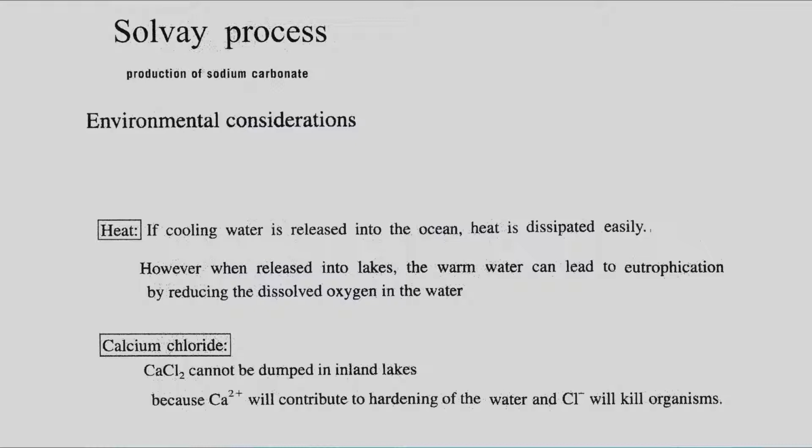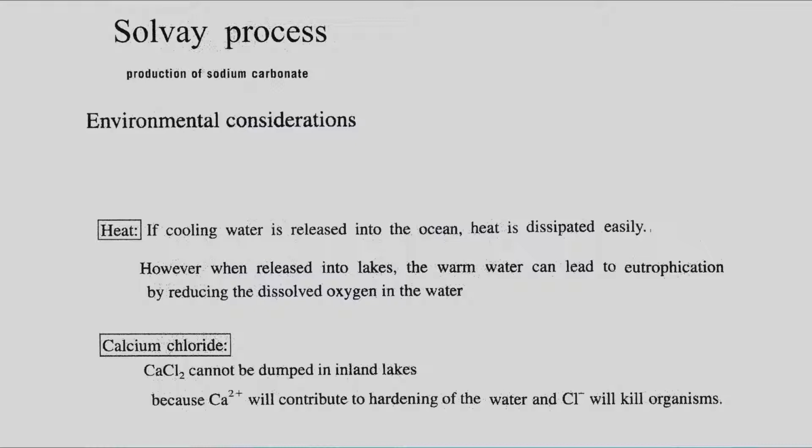Now we come to the environmental consideration. In this Solvay process, there are two parts you need to consider. First, it will generate a lot of heat. Where from? You are burning calcium carbonate rock. So if you keep burning the rock, you will make the surrounding very hot. So how are you going to cool it off?